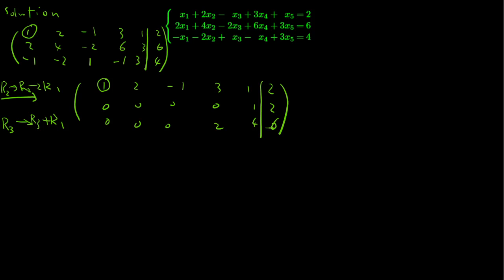Anybody want to tell me the location of the leading one of row 2? So tell me the column. The leading one of row 2 is going to be in which column?